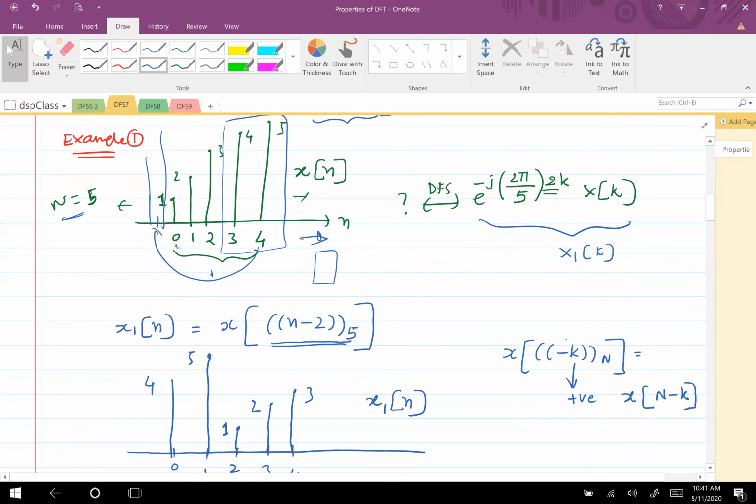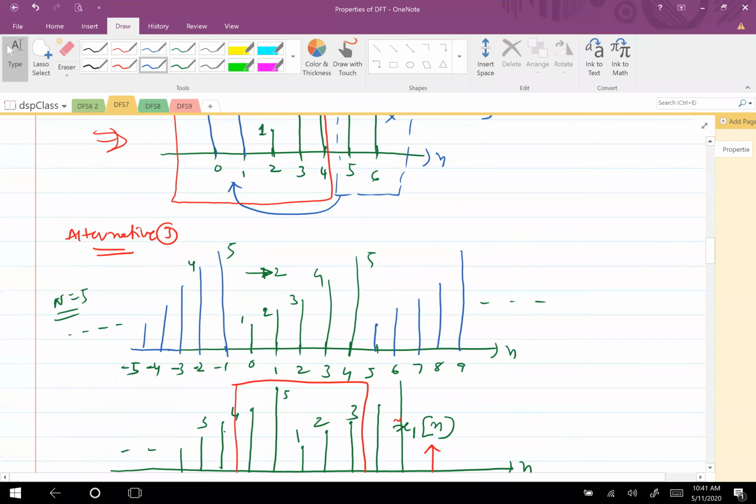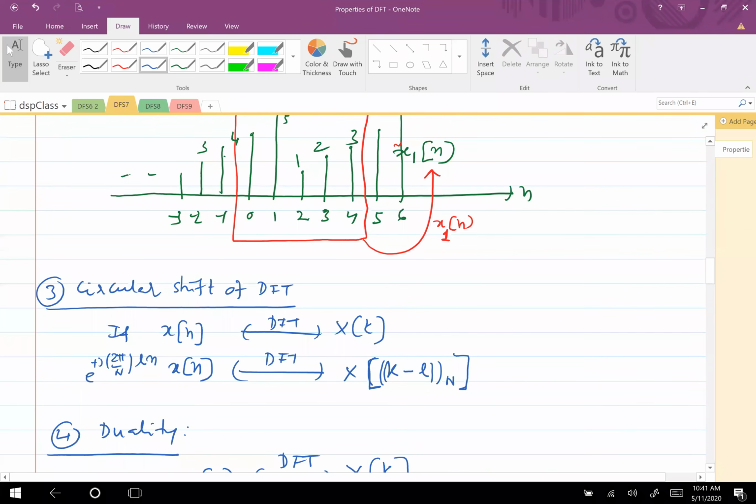Suppose instead of n minus 2 modulo 5, I had n plus 2 modulo 5. What would you do then? You simply take these two, move 2, 3, 4 to 0, 1, 2, and put the others on the other side. That's all. That's what the circular shift is. We had discussed this in two or three different ways; I mentioned two now.